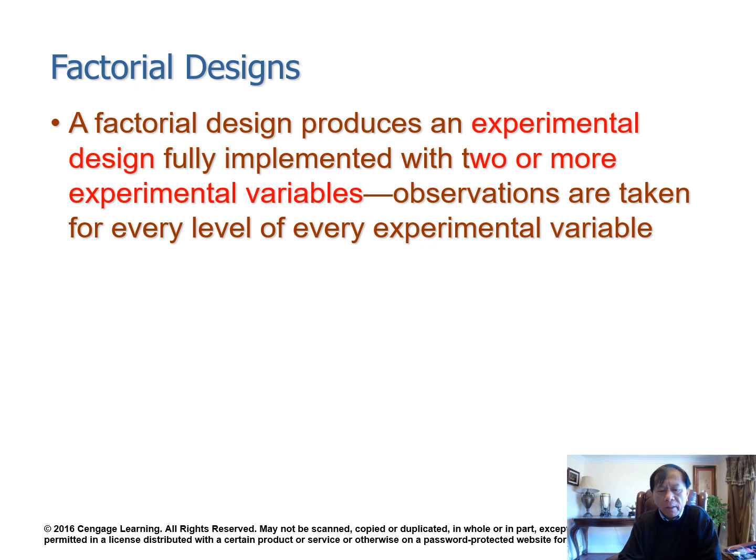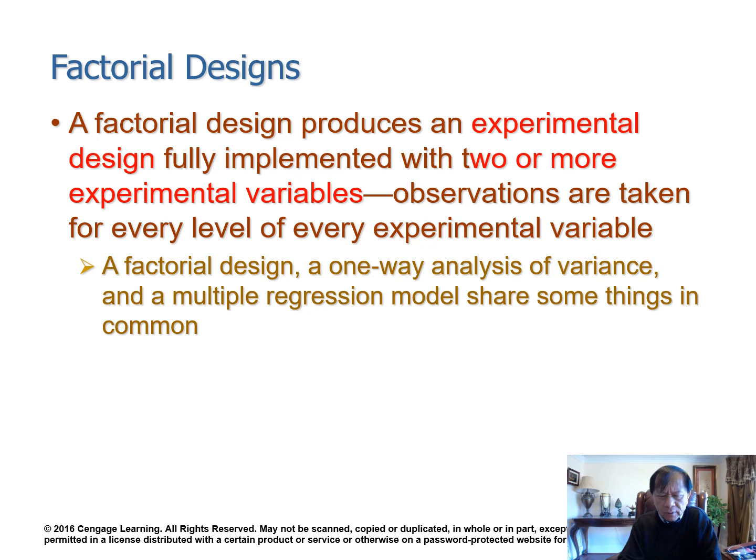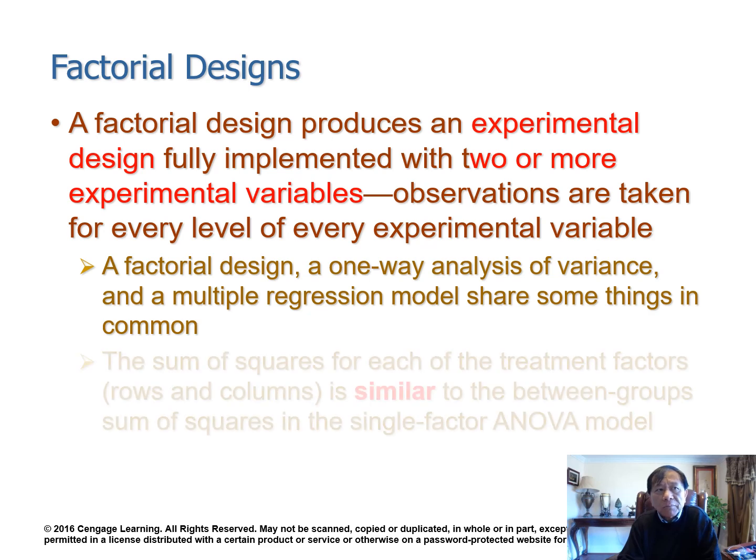Next, let's talk about the factorial design. A factorial design produces an experimental design fully implemented with two or more experimental variables. Observations are taken for every level of every experimental variable. A factorial design, one-way analysis of variance, and the multiple regression model share something in common.